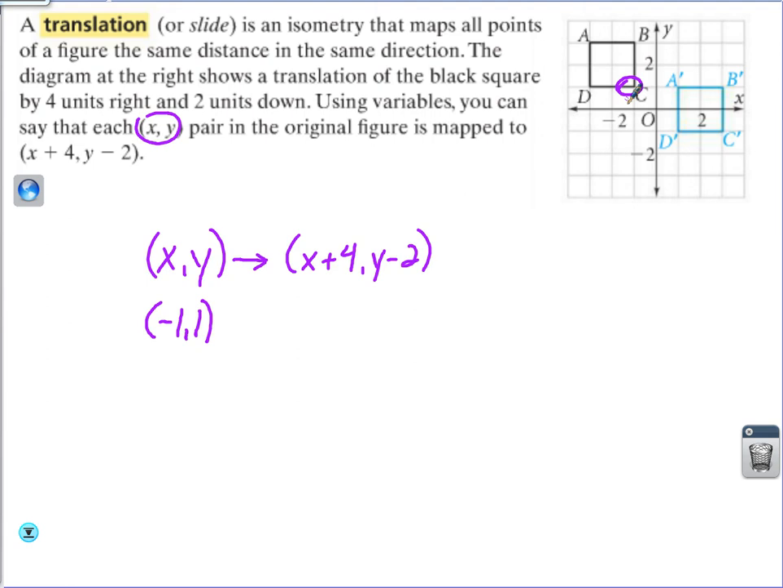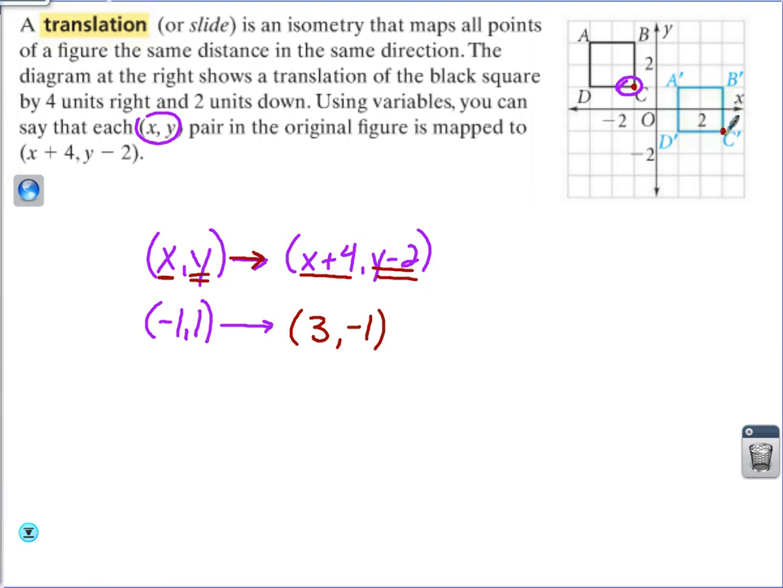it, is the word that people use, map it onto its image. This is a pre-image, and we're going to map it onto its image under this rule. x turns into x plus 4. What does that mean? Take x and you add 4 to it. That's it. -1 turns into -1 plus 4, or 3. y turns into y minus 2. So 1 turns into 1 minus 2, or -1. So what used to be at (-1, 1) is now at (3, -1).